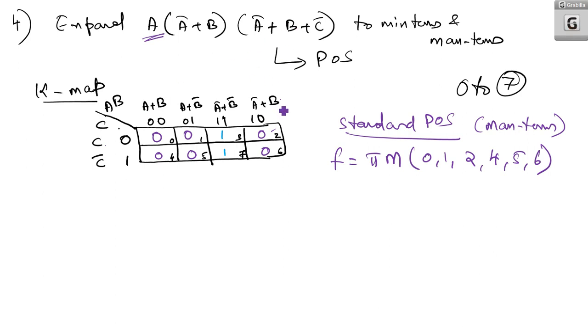A bar or B, A bar or B or C bar, that is already there. Yeah, A bar or B or C bar, that is there. A bar or B, that means this one, this column should be 0. A, one second, where A or B bar is there.